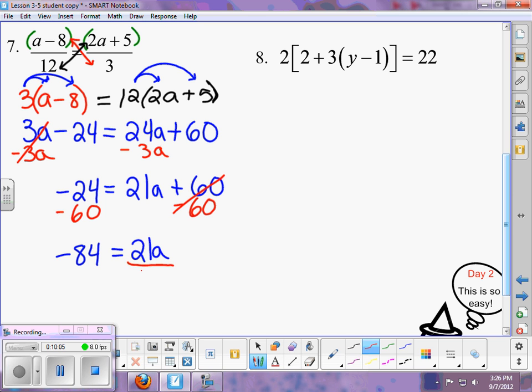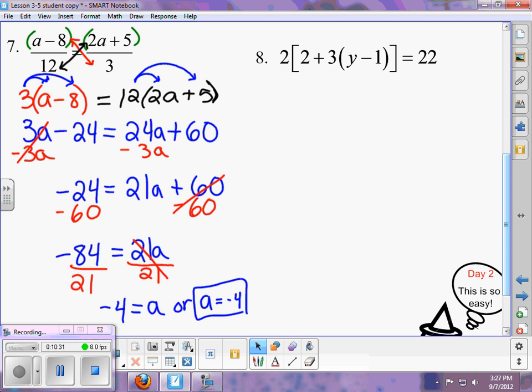And our last step would be to divide both sides by 21. Let's see if that gives us a whole number. Negative 84 divided by 21 is negative 4. Negative 4 equals a, or you may write it, a equals negative 4. And actually, it's more typical of us to write a equals negative 4.